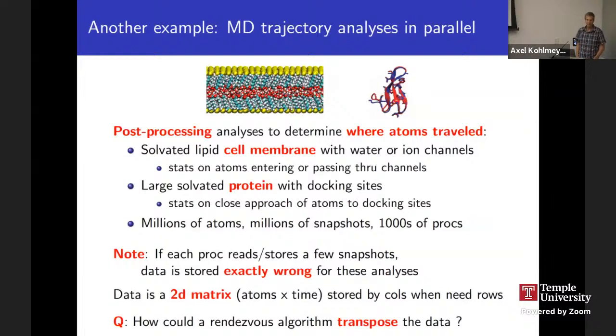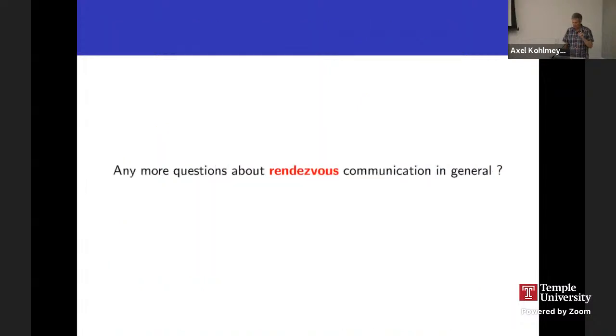Okay, in this case, we only need information for a subset of the atoms. We only need one piece of the information. We just don't know who has it. They don't know that I'm the one who needs it, with the rendezvous decomposition. Okay, at the very end, I'm going to come back to this example for just a moment to make one more connection. But now, there are no more questions about rendezvous communication.